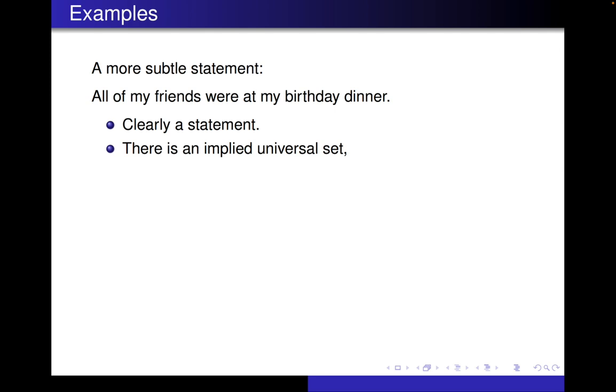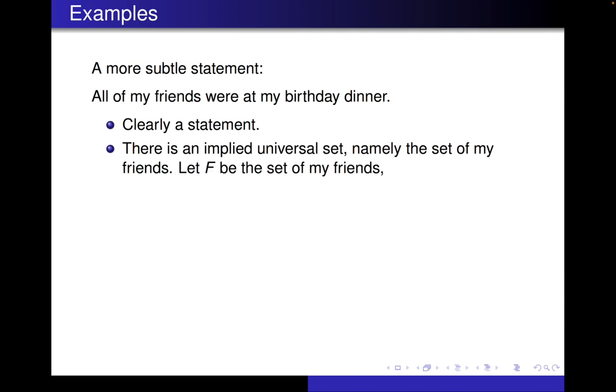It's maybe hard to see, but there is an implied universal set. Remember, the universal set focuses our attention on just certain things so that we know what to test for what's going on. And in this case, we're just looking at the set of my friends. Anything or anyone that is not my friend is not relevant at all to this statement. Not relevant at all to determining whether or not this statement is true.